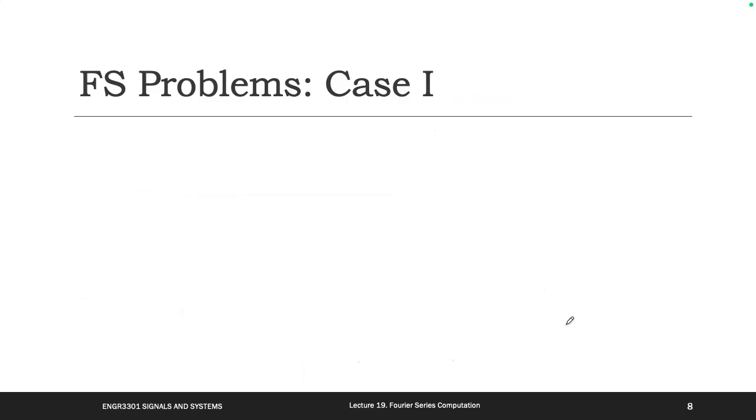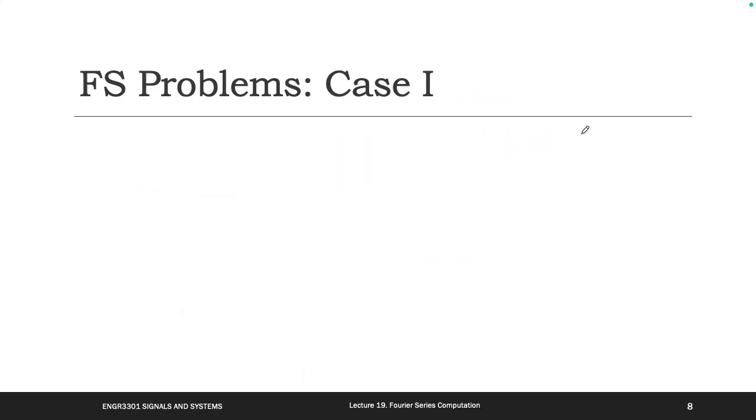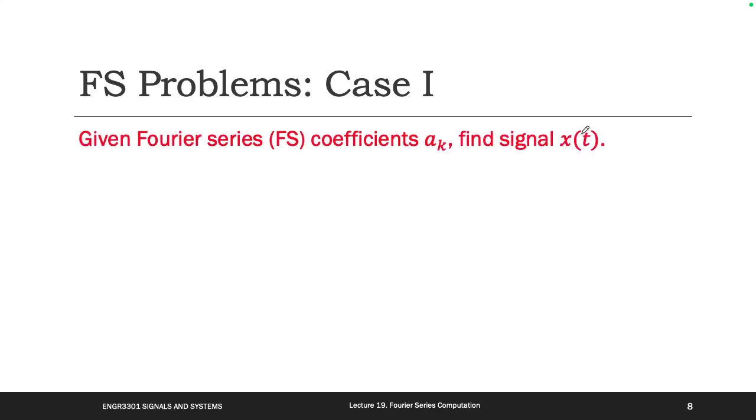Okay, then let's talk about our goal, which is to study three cases of typical Fourier series computation problems, and let's talk about the first one, case one. Usually for Fourier series problems, we have three different cases. Case one is: given FS coefficients a_k, find the signal x(t). How will you resolve this kind of problem? I give you the FS coefficients a_k and let you find the signal x(t). Which equation will you use?